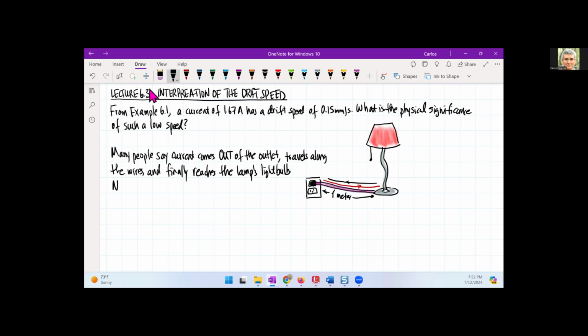Now we want to check here, does that make reasonable sense? Now that we've calculated v_d equal to 0.15 millimeters per second, how long will a charge from the outlet take to reach the lamp?